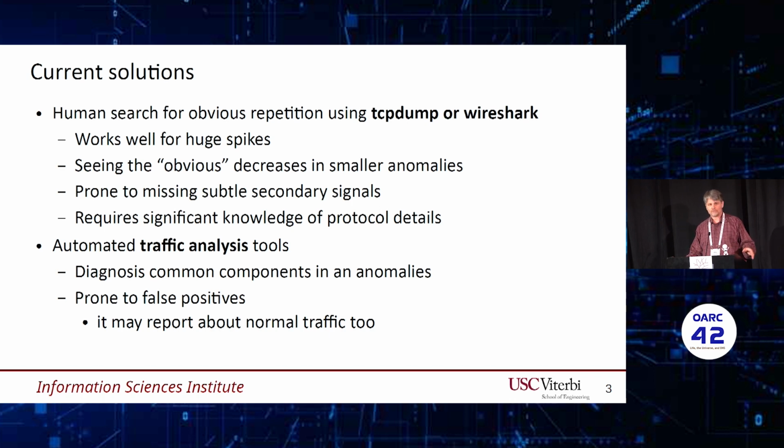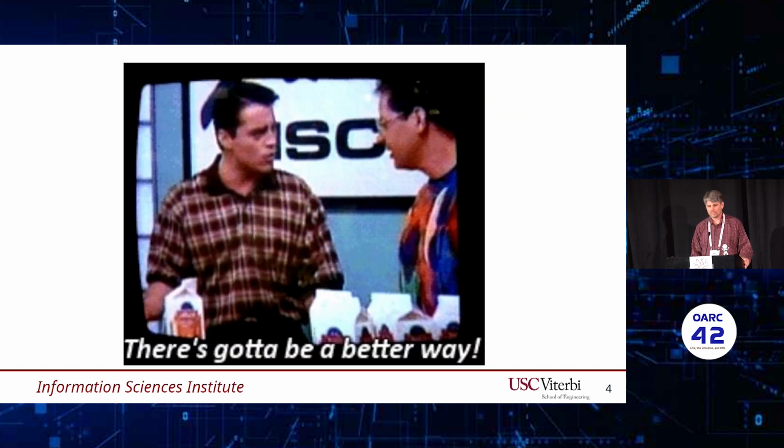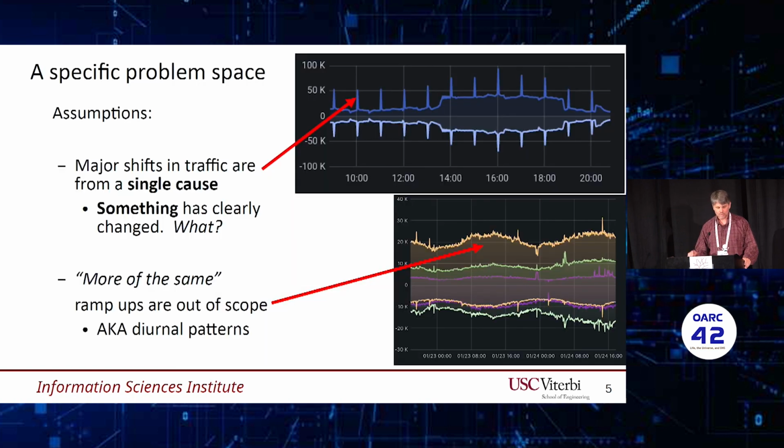There's some automated stuff, but a lot of those are really only looking at what's inside the spike, and so it gives a lot of false positives, stuff that actually turns out to be normal. Now, you can't get rid of human expertise. That's just not possible. But I kind of figured there's got to be a better way, right? So for all your Friends fans out there, this is a Friends reference to Joey who couldn't open a carton of milk.